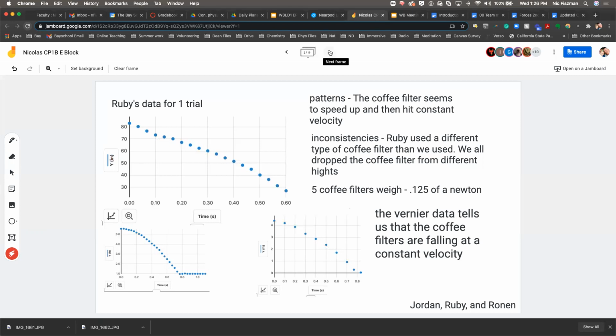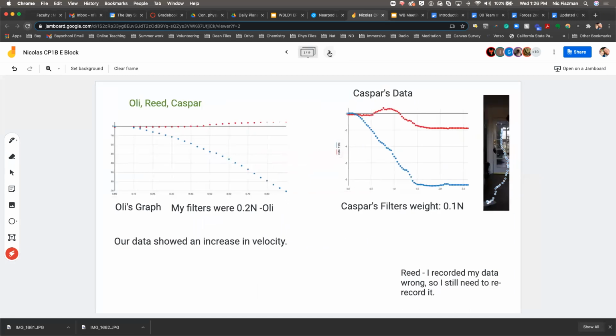That's room 2. Notice a lot of different units, right? Some of you are in inches, some of you are in feet. The previous group was in meters. Okay, room 3. Ollie, Reed, and Casper.